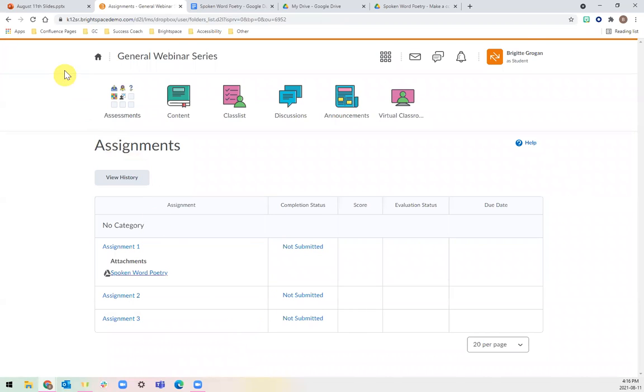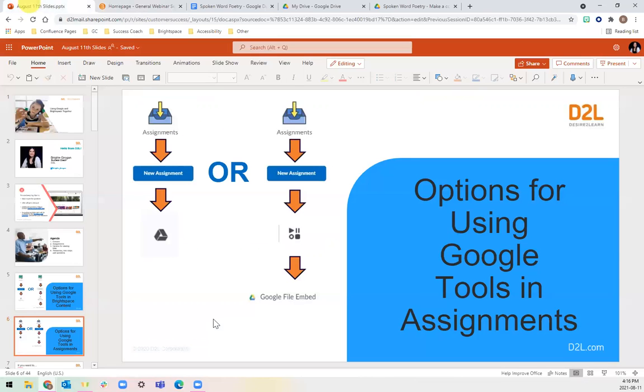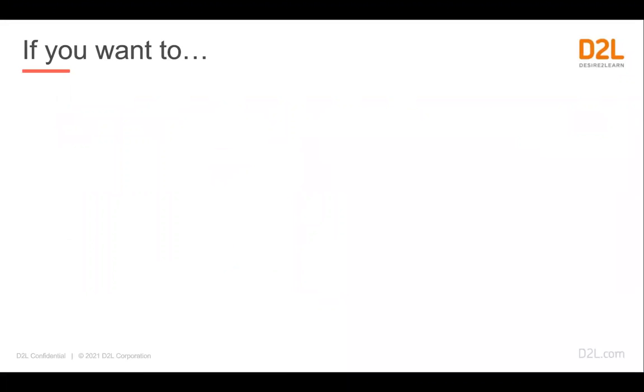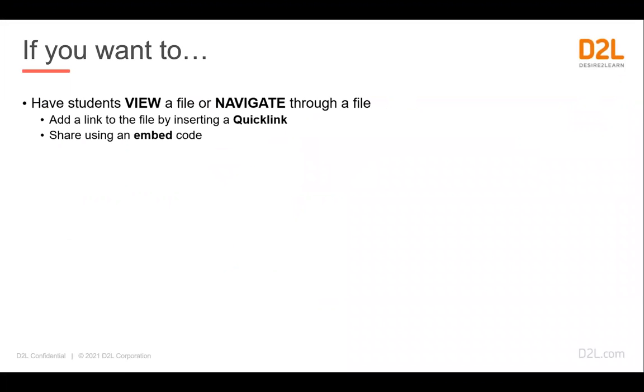With that all being said, I'm going to jump back to my slideshow yet again. Sorry about all the back and forth. And now I'm going to share some different ways that you can accomplish some things within Brightspace using Google. So if you want to have students view a file or navigate through a file, which we saw where it was just open in a separate document for them to look through, you can do this by adding a link to the file by inserting a quick link and sharing using an embed code. So either one of these will work.